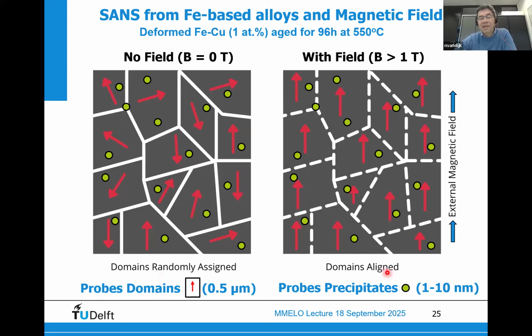For materials that have a magnetic matrix, and that is in most of the regular steel samples below 770 degrees Celsius, you will need to apply a sufficiently large magnetic field in order to saturate magnetically the matrix and then study the non-magnetic inclusions within the magnetic matrix. And then you get access to the particle sizes which are in the nanometer range.